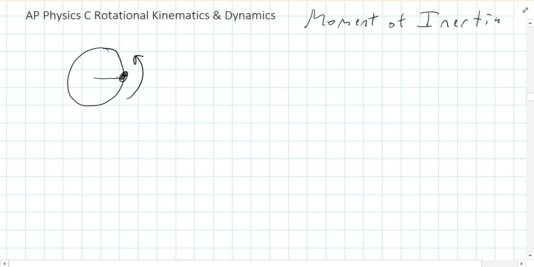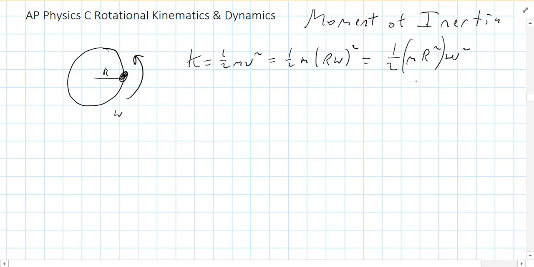And I just asked you to calculate the kinetic energy of the rock. The kinetic energy would be 1/2 mv squared. Let's say I didn't give you velocity. Let's say I gave you omega and r, and I said, in terms of those things, calculate the kinetic energy. Well, you would say 1/2 m, and then v is r omega, and you'd square that. I'm going to group it a certain way. You get 1/2 m r squared omega squared. The mr squared, that is our moment of inertia.